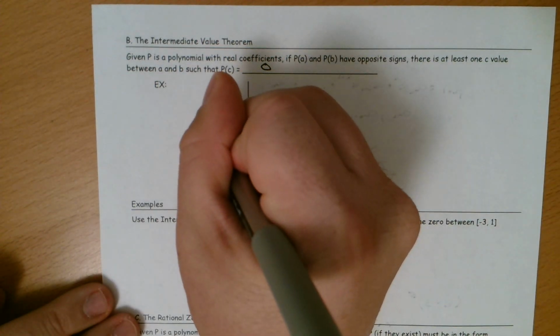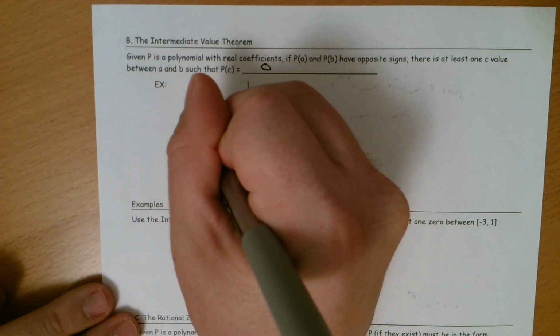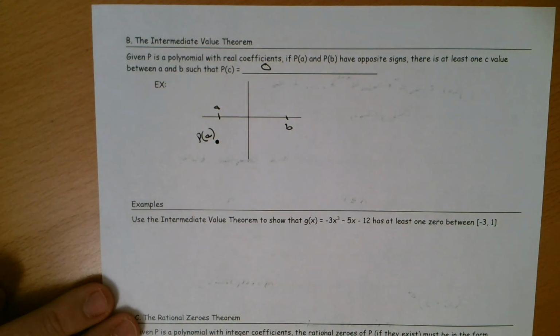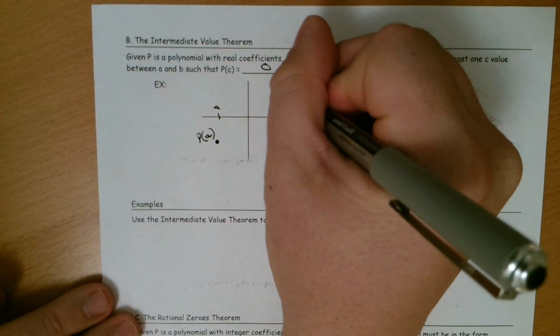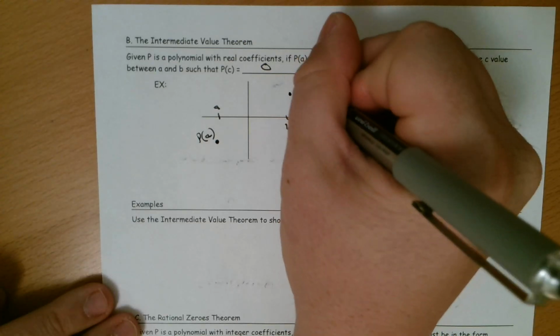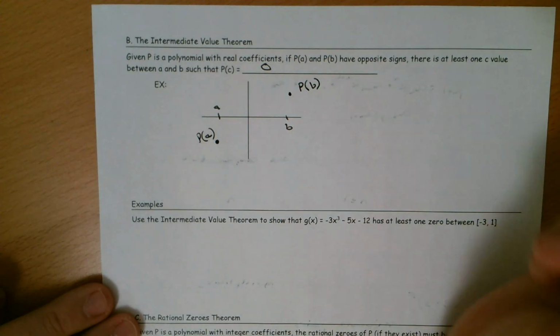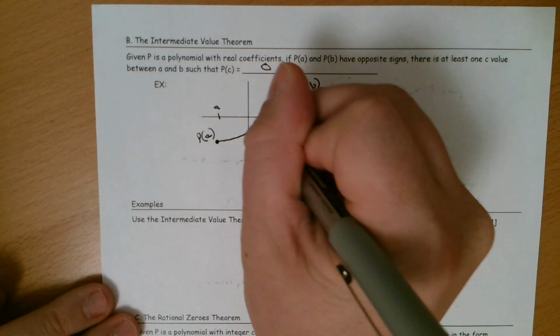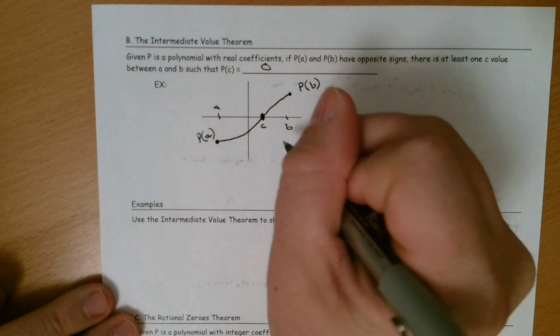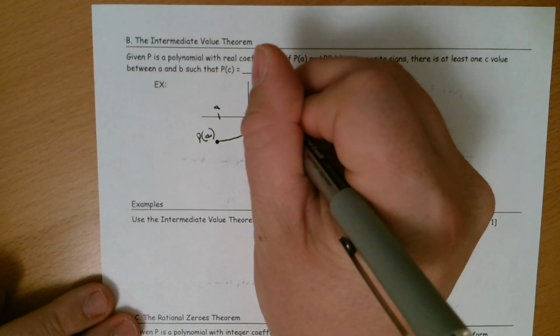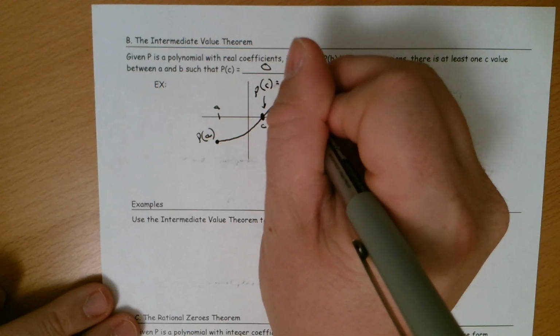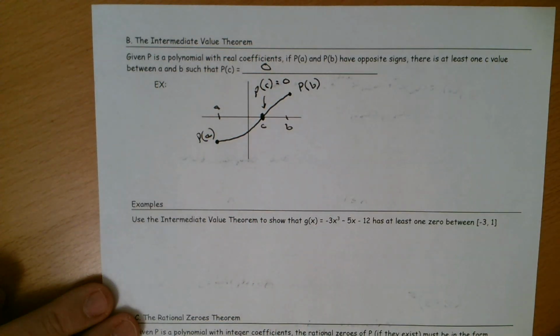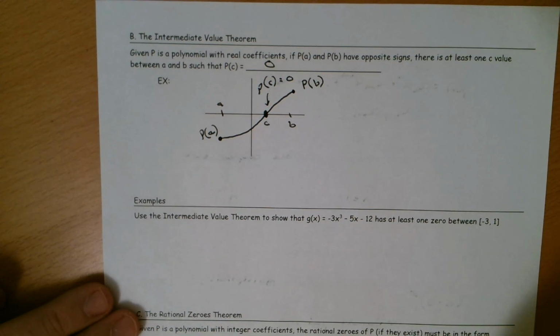And when you plug in a into our polynomial, you get that value. Let's say it's negative. And then you plug in a value over here into your polynomial, and you get a positive number. That means that somewhere along the line, there must be a c value such that p of c is equal to 0. That's all the intermediate value theorem is saying. So let's go ahead and just practice it right now.